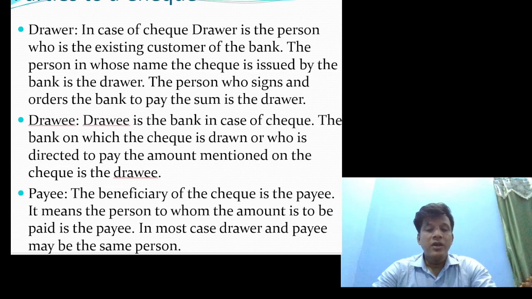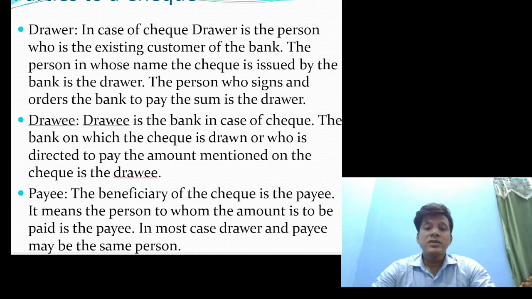Now, who is a drawee? The drawee is always the bank, because payment will be done through the bank. So the drawee is the bank in the case of a check. The bank on which the check is drawn, or which is directed to pay the amount mentioned on the check, is the drawee. Now, the third party in the case of a check is a payee.